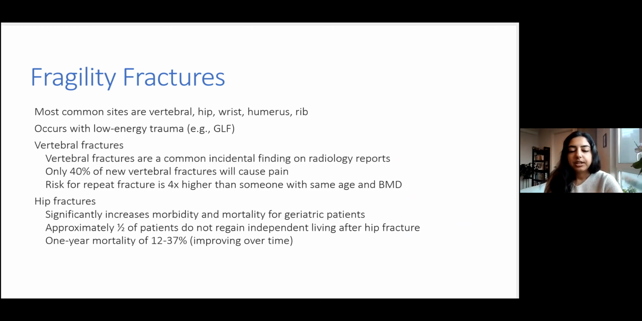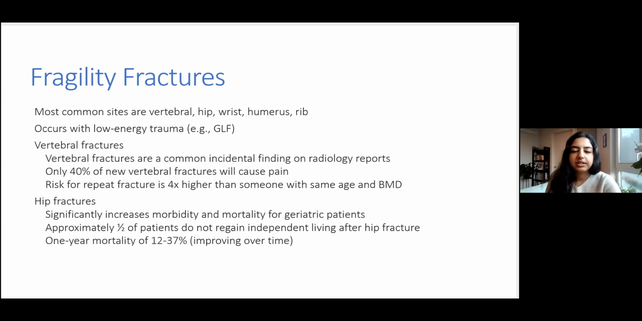So a little bit of an overview of fragility fractures. The most common sites for fragility fractures are vertebral fractures and hip fractures. Those are the ones we think about the most, but also think about wrist fractures, so your classic story of a foosh, like a little radial ulnar fracture, humerus fractures, rib fractures. And again, these occur with low energy trauma.